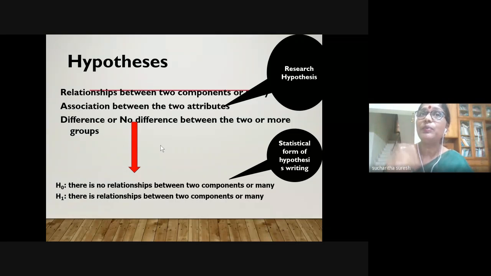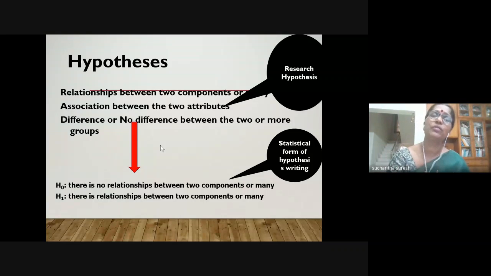Suppose my research hypothesis is that there is a difference, but statistically I got accept H naught. The meaning is that there is no difference is accepted, so your research hypothesis is rejected. So it is interlinked. You can reject or accept your research hypothesis based on the statistical outcome.